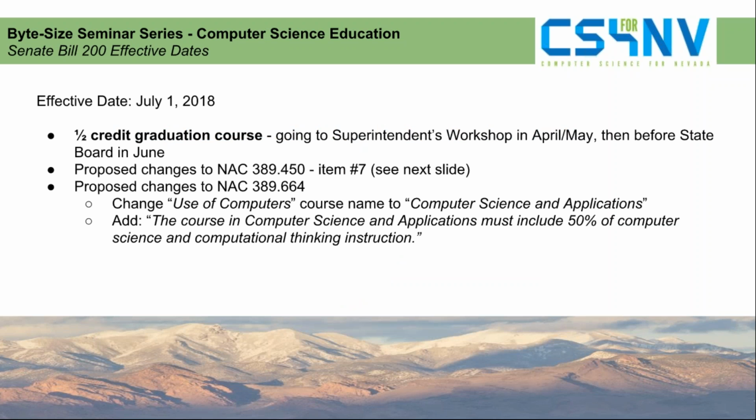So where are we at with this half-credit graduation course? I showed you those two changes on the STEMhub site. It's going to the superintendent's workshop, which will happen early May, and then it's going to go before the state board in June. These are the proposed changes. So for 389-664, use of computers will now be called computer science and applications, like I said, and then we're going to add that the course computer science and applications must include 50% computer science and computational thinking instruction.